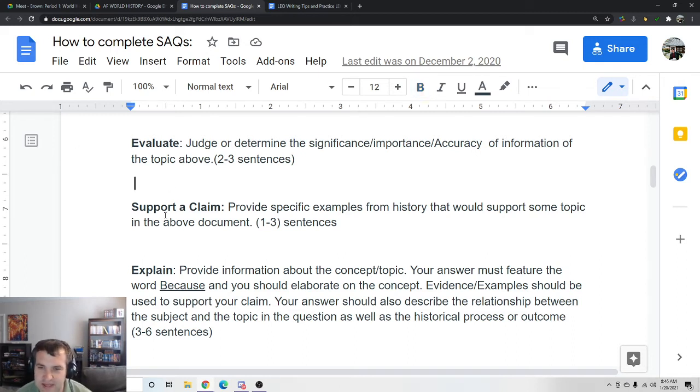Okay, support a claim, provide specific examples from history that would support the topic above. You're probably going to have to go outside of the scope of the document. You'll probably have to bring in some information from your own head rather than just copy things out of the document to support the claim.